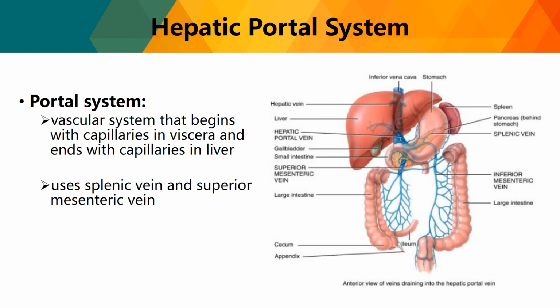And then, you also have your hepatic portal system. Okay, so this hepatic portal system is a vascular system that begins with capillaries in viscera and ends with capillaries in the liver. And it uses splenic vein and superior mesenteric vein. So remember that the liver is a major processing center for substances absorbed by intestinal tract. So nagpo-process siya ng products or substances galing sa intestines.